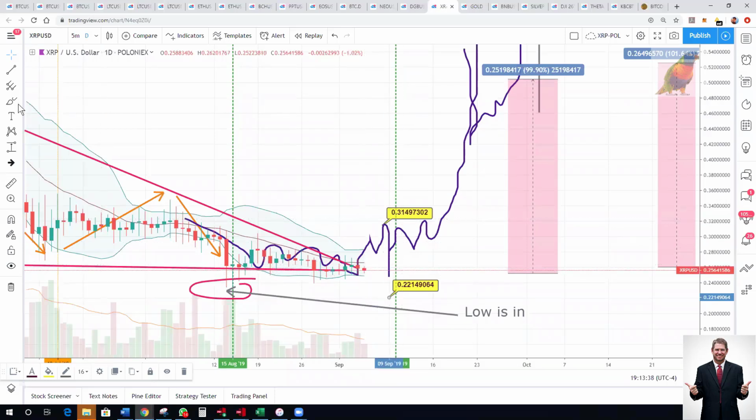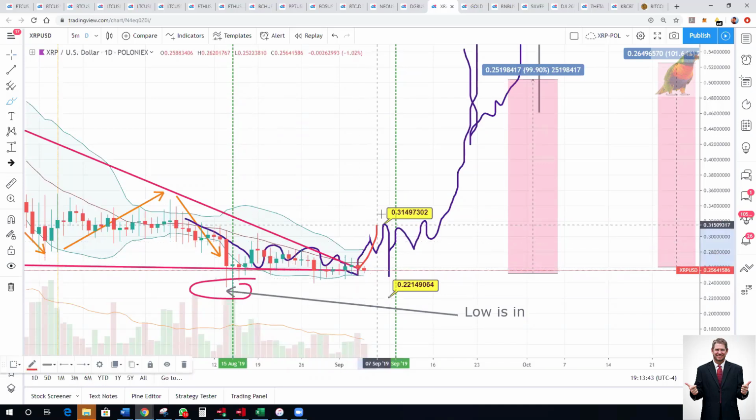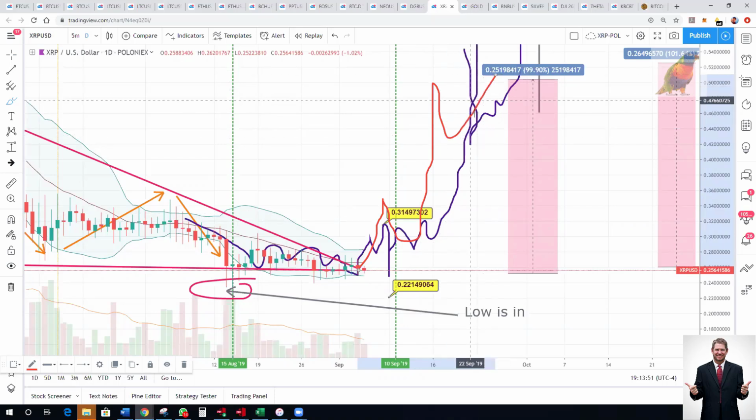As a matter of fact, I want to give you an alternative count here. I believe that we could go up here, maybe a little bit higher. It drops here, goes sideways, and has another spike up here, a big spike, and then drops, and then goes again. So regardless of what XRP does, it's going to move upwards.